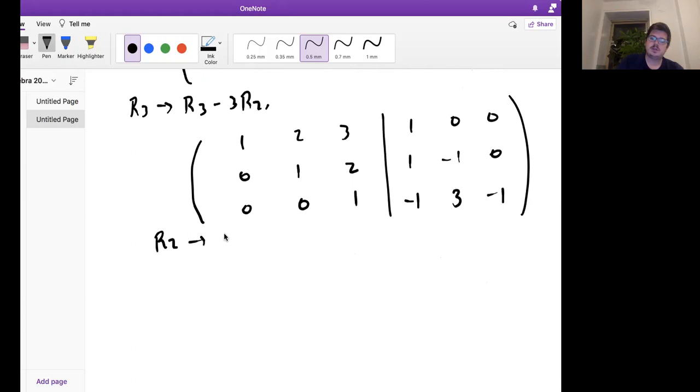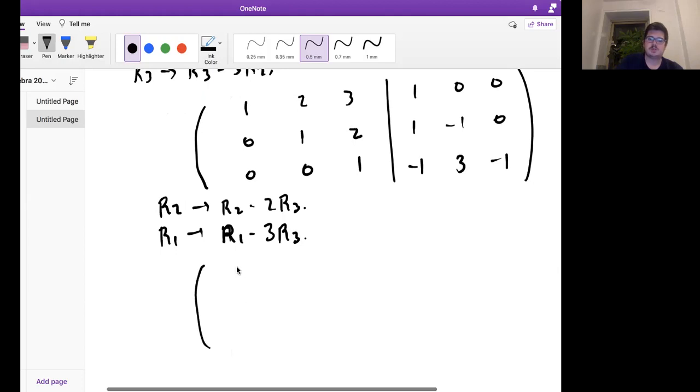So now we take row 2 and do row 2 minus 2 row 3. And we also do row 1 to row 1 minus 3 row 3. So we have 1, 2, 0, 0, 1, 0, and 0, 0, 1. Okay, so row 1 minus 3 row 3, so that makes 4. Negative 3, positive 1. Okay, row 2 minus 2 row 3.